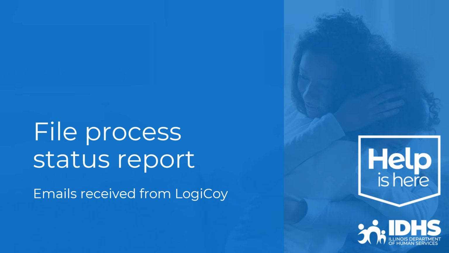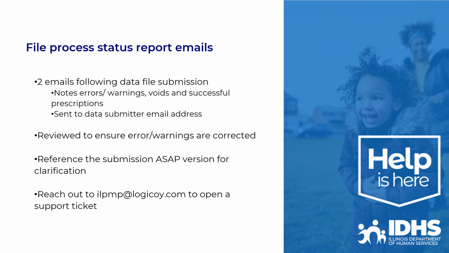This next section is the File Process Status Report, an email received by Logikoi after submission. The File Process Status Report contains two emails which are sent after a daily file has been uploaded and processed. The email of the person who is manually uploading, completing a UCF, or the email associated with the SFTP transfer is the email that will receive the daily file process status report.